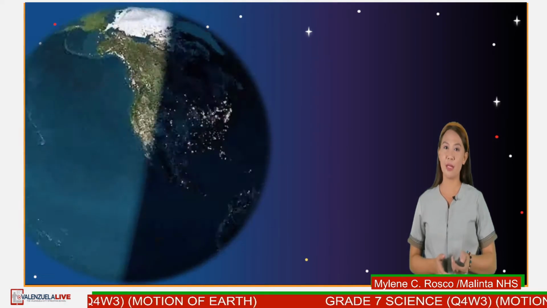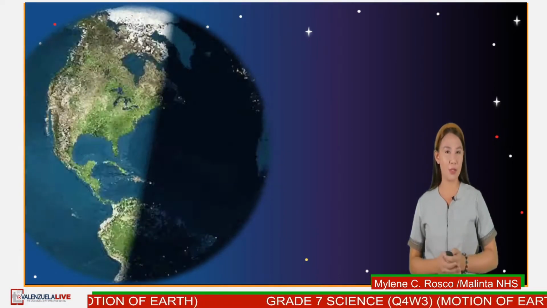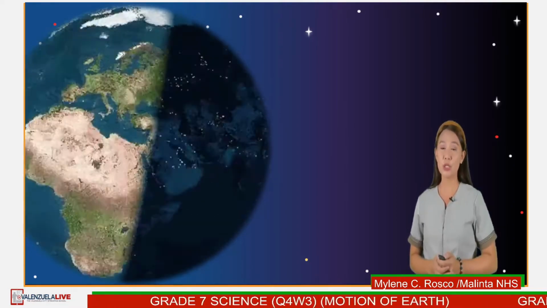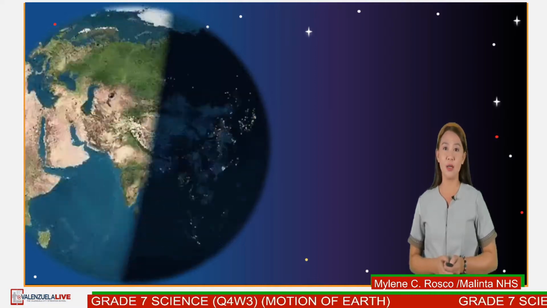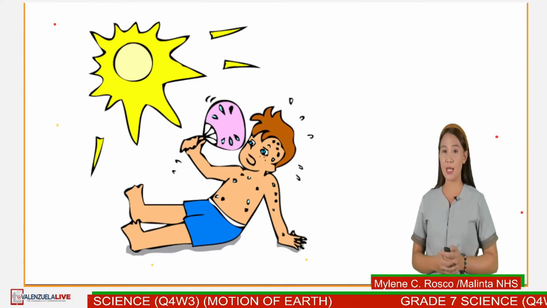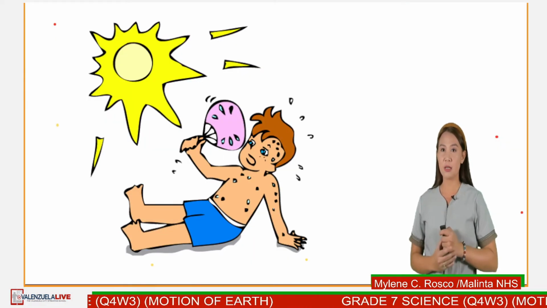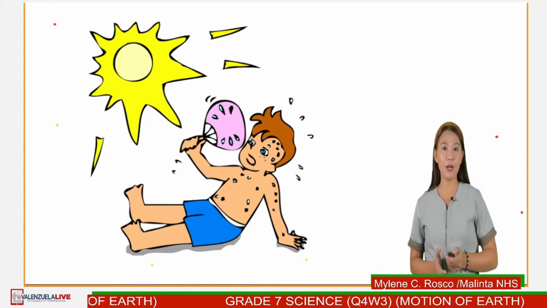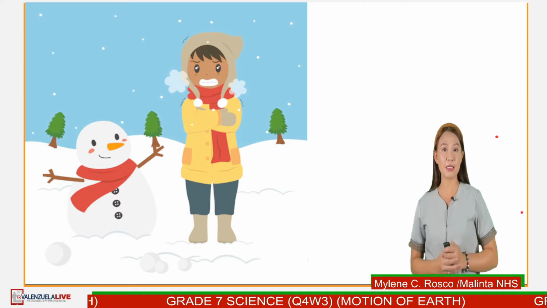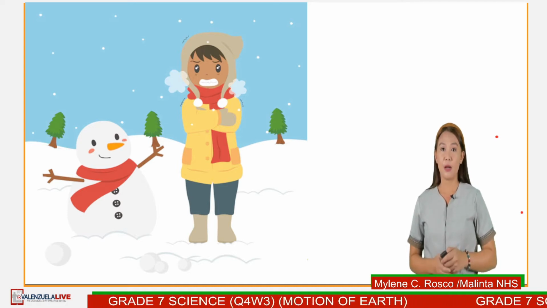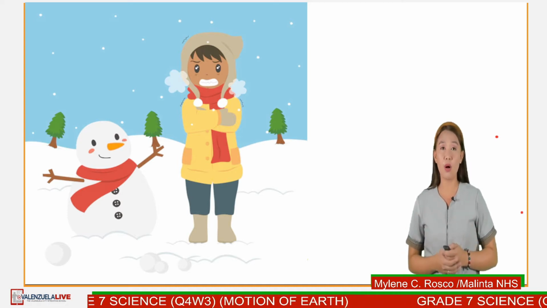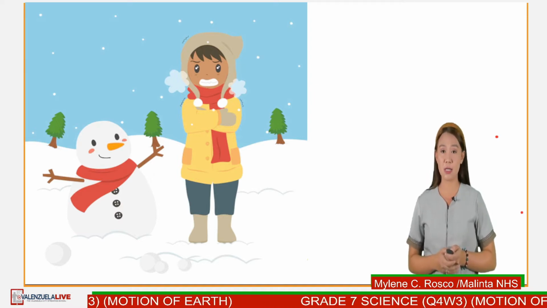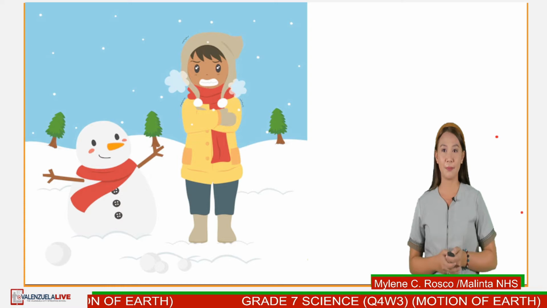What do you think would happen if the Earth did not rotate? You are correct. The portion of the Earth facing the Sun would always experience day, thus bringing continuous warmth to the region, while the other half would remain in darkness and be freezing. It will be freezing cold all the time. Life would not have been possible in such extreme conditions.